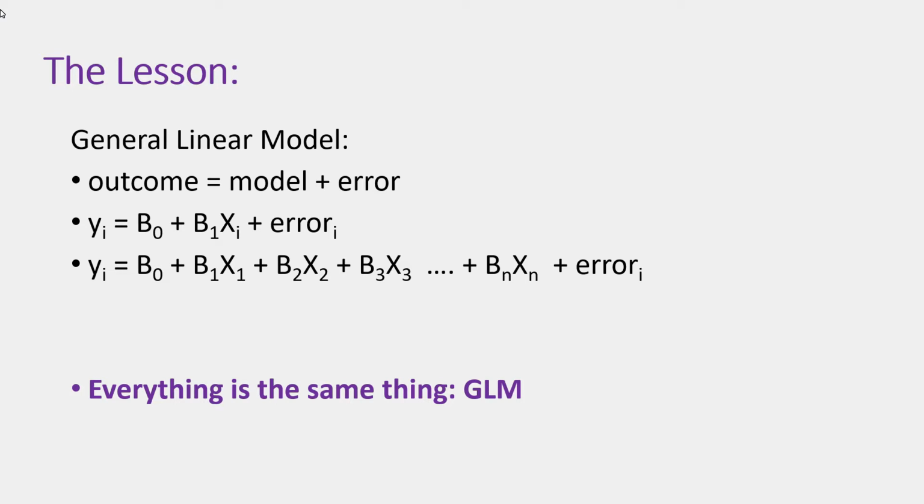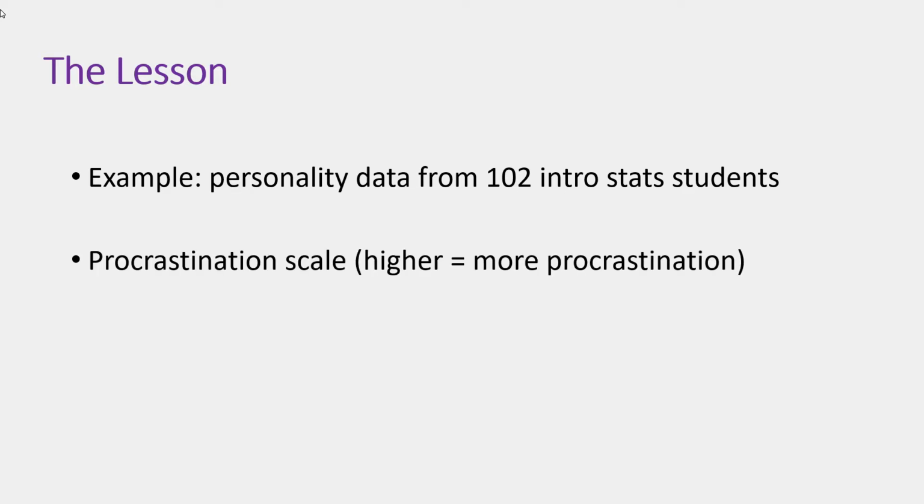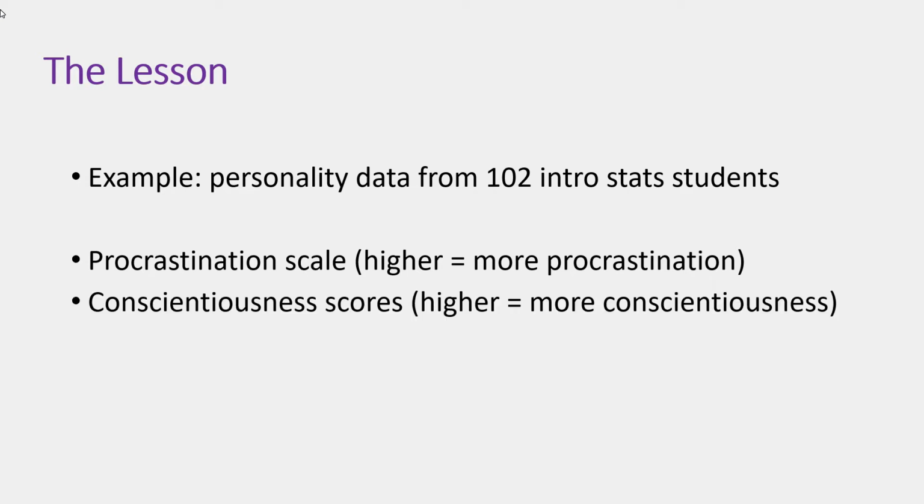Specifically, we'll start with correlation, regression, and t-tests. At their core, they are the same thing, the general linear model. Since telling is neither interesting nor convincing compared to showing, let's jump to an example. This is data from 102 undergrad intro stats students. They filled out a survey about their procrastination behaviors and some Big 5 questions assessing conscientiousness.